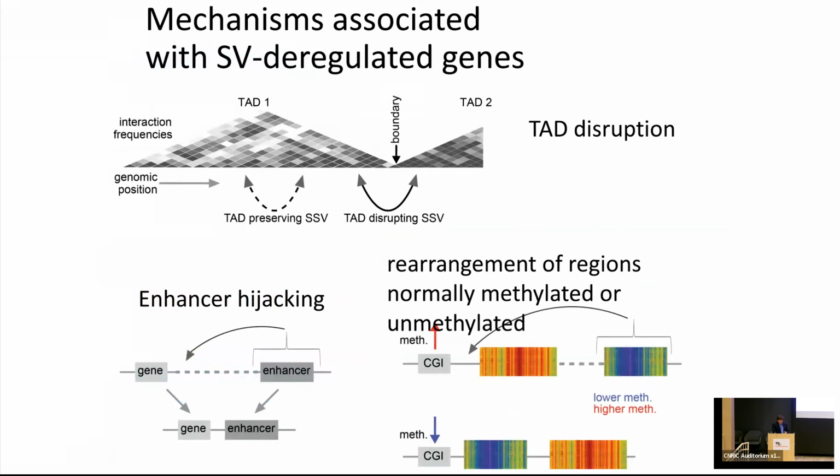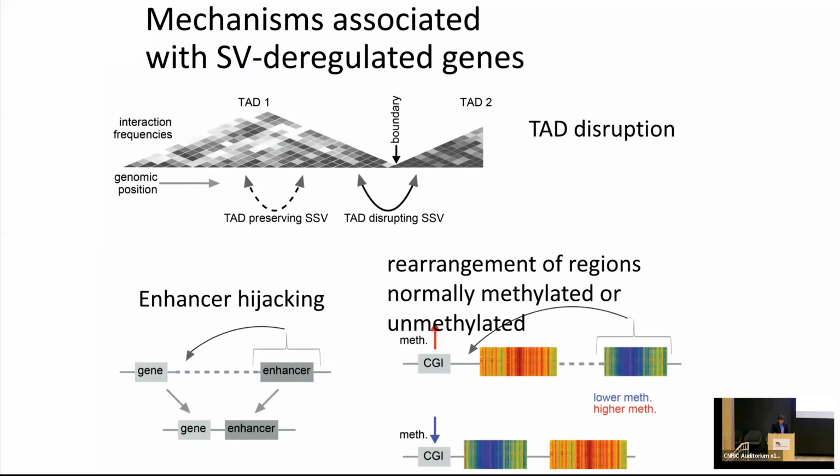We have at the top disruption of topologically associated domains, or TAD disruption. This has to do with how the DNA folds, and rearrangement can break this folding in places and open up the DNA to transcription that normally wouldn't be open. Enhancer hijacking in the lower left. An enhancer from a different part of the genome may be moved next to a different gene via rearrangement and then increase the expression of that gene.